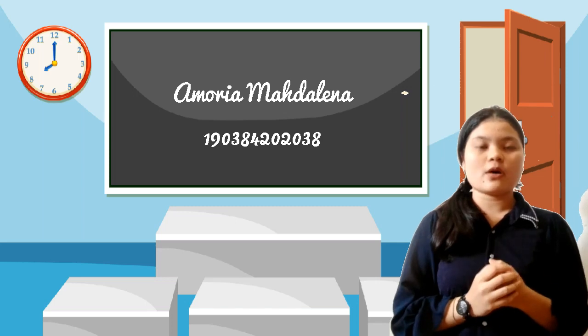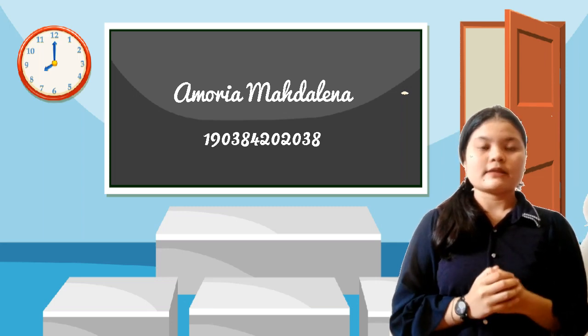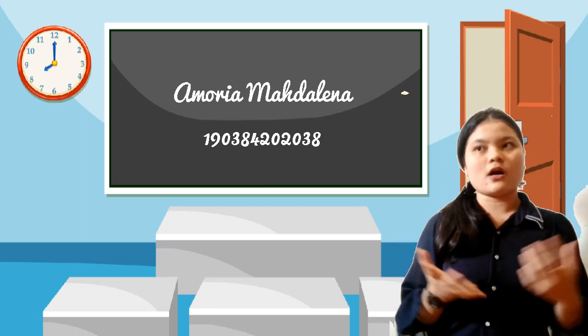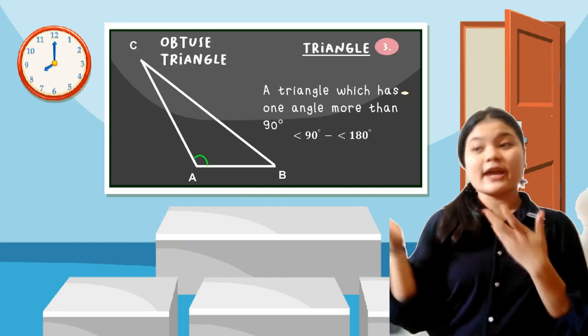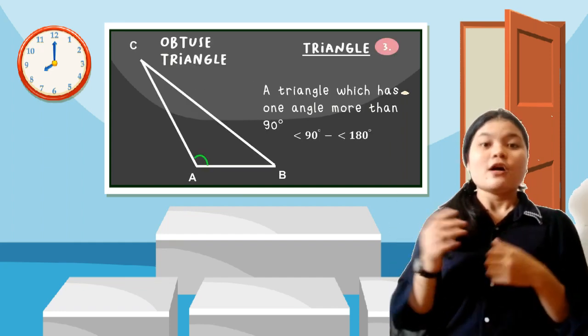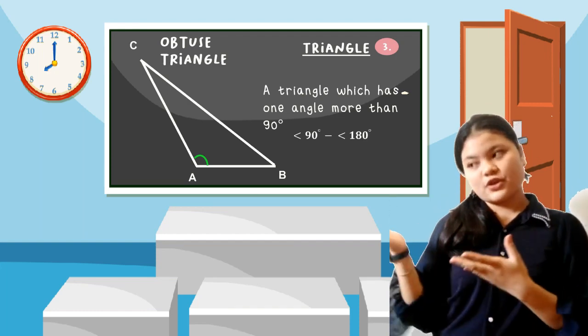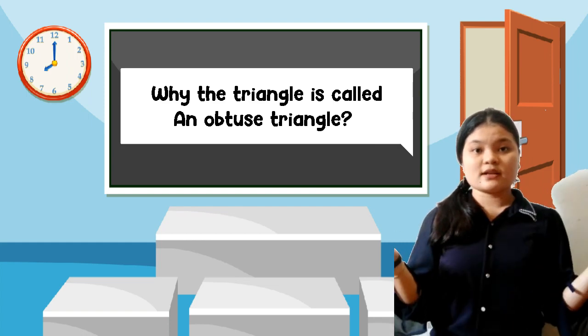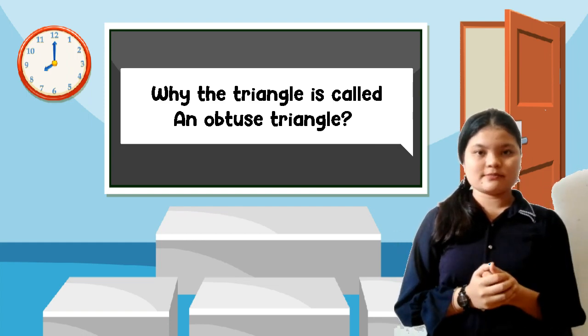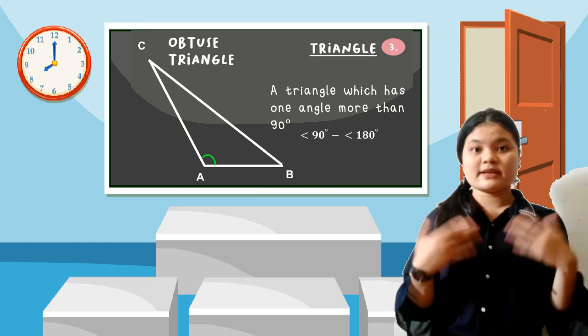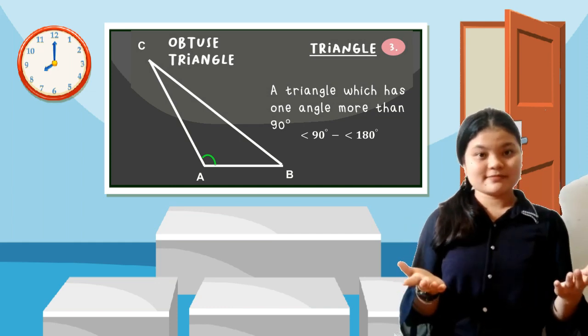I will continue our discussion of the third type of triangle based on angular size. The triangle is an obtuse triangle. Friends, try to see. That's the shape of an obtuse triangle. Why is the triangle called an obtuse triangle? My friends almost ask like that, right?